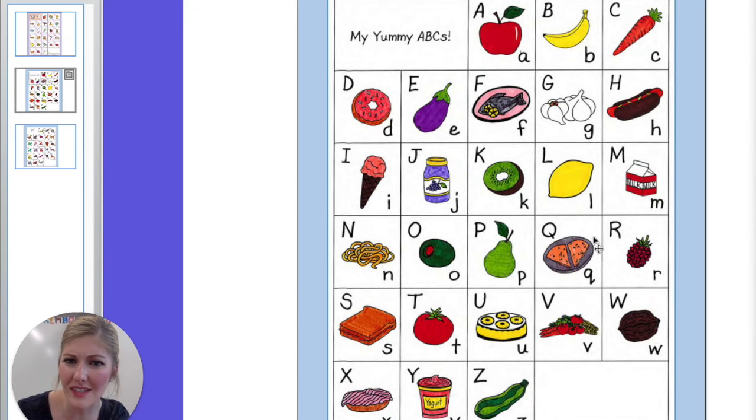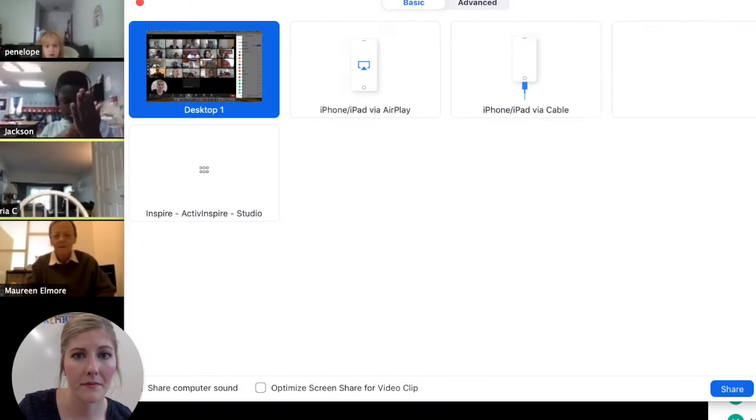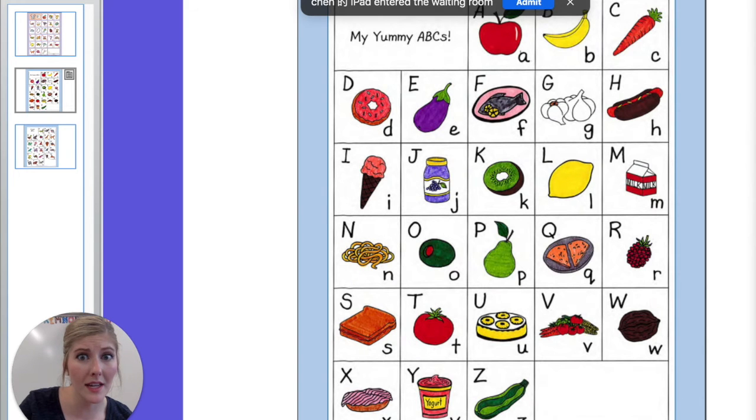Does anybody know what this is a picture of? Aria, what do you think this is a picture of? I was raising my hand because I couldn't see the letter chart. You can't see the letter chart? I can't see it. Oh no, that might be a big problem. Okay, let me try it again. Can you see it now, Aria? Yeah. Okay, good.